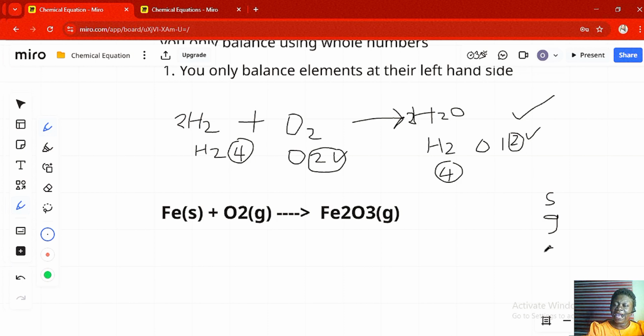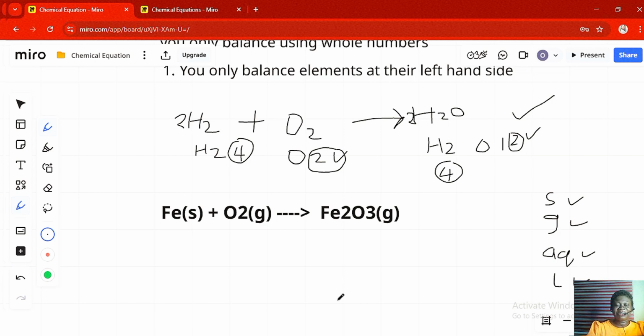When you see AQ, it means aqueous. When you see L, it means liquid. Don't forget this. When you see S, it's solid. When you see G, it's gas. When you see AQ, it's aqueous. When you see L, it's liquid.